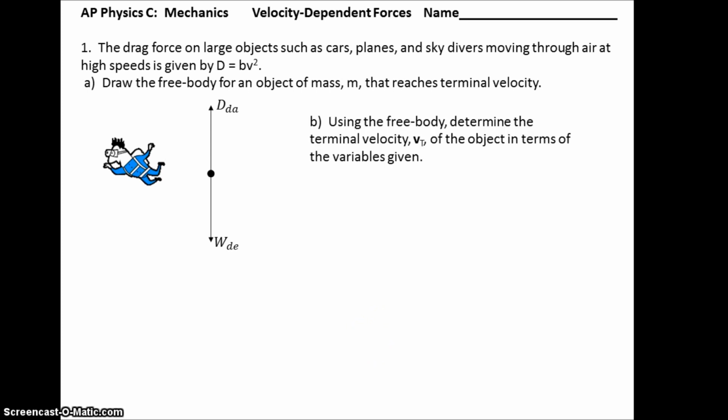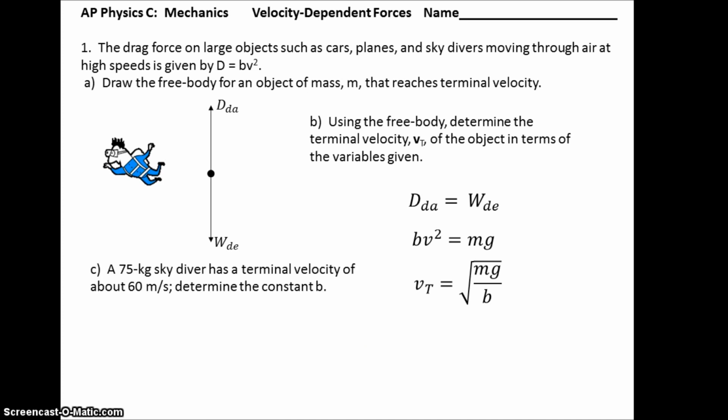Now, using that free body, we need to determine what the terminal velocity is in terms of the other variables. So I can set the drag force equal to weight. Plug in drag is bv squared. Plug in weight is mg. So I get the terminal velocity is equal to the square root of mg over b.